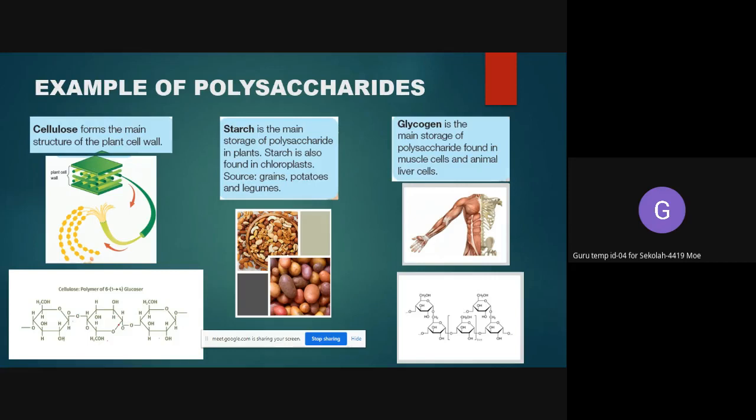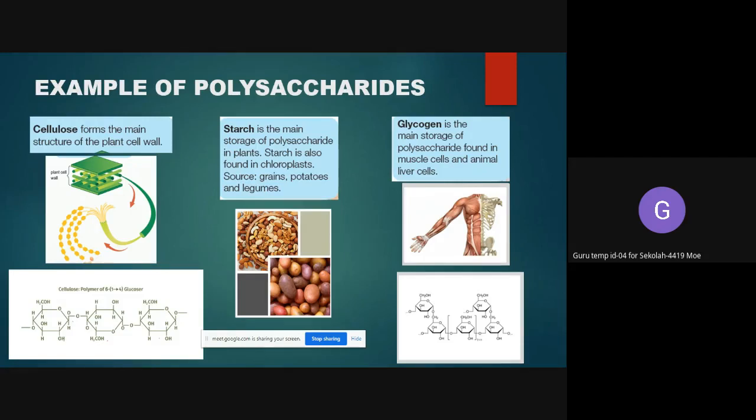So, the next example of polysaccharide is starch. Starch is the main storage polysaccharide in plants. Starch is also found in chloroplast. Contoh dia grains, potatoes, and legumes.